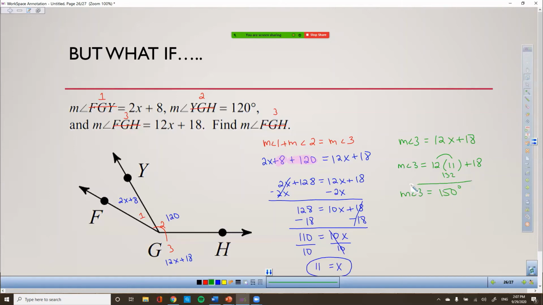So that means that the measurement of angle 3, all of it together, should be a total of 150 degrees. And it makes sense, right? Because the measurement of angle 3, all of it together, is an obtuse angle because it opens big. So it should be more than 90 degrees, but less than 180. So the measurement of the entire angle is actually 150 degrees, which is what they wanted me to find.